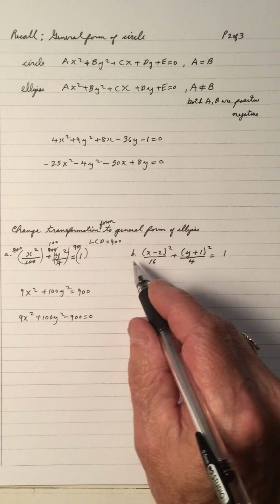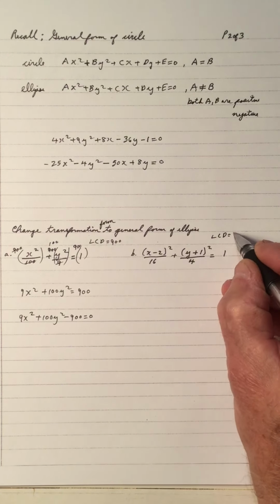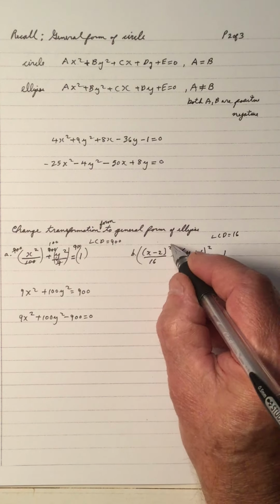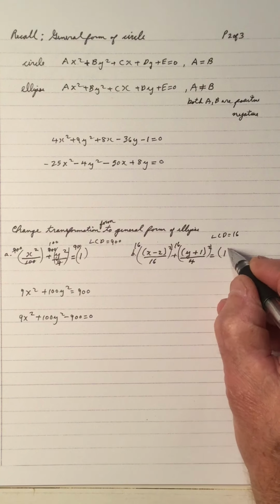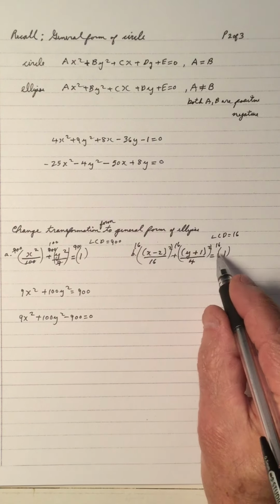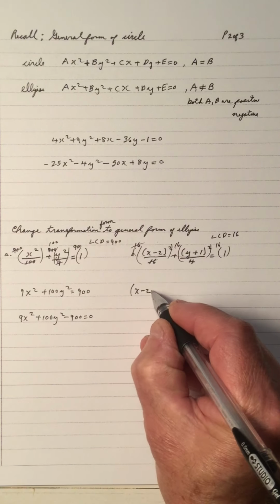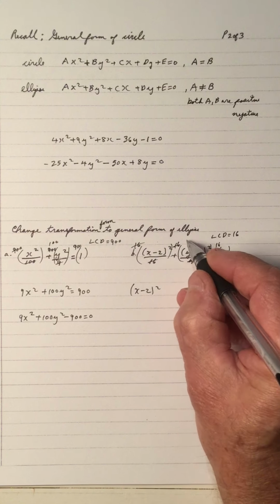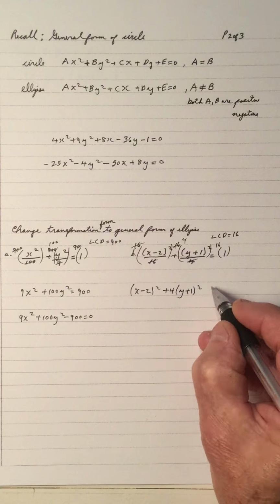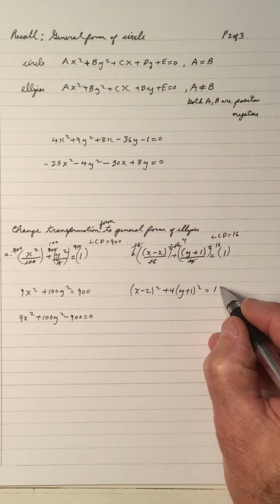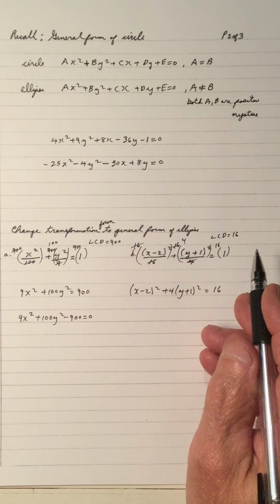Again, we want the general form here, so we remove the brackets. The LCD for 16 and 4 is 16. So we multiply all parts of the equation by 16. The 16s cancel out, which gives us x minus 2 squared, and 16 divided by 4 is 4, so it gives us 4 times y plus 1 squared. And 16 times 1 is 16. Notice when you multiply by the LCD, all the denominators cancel.